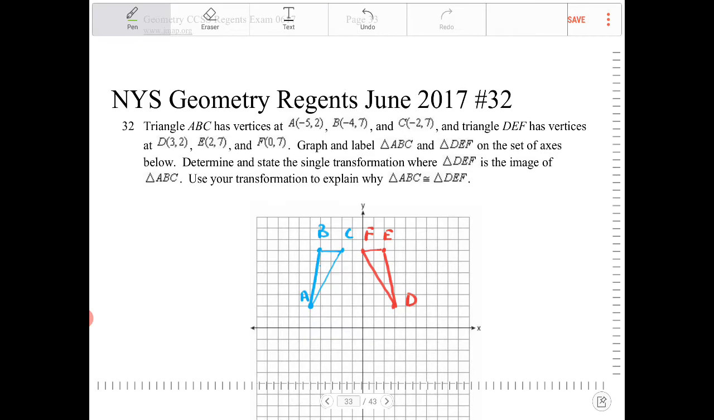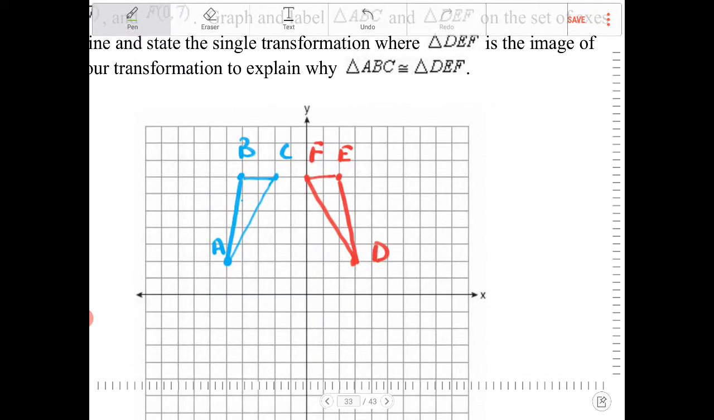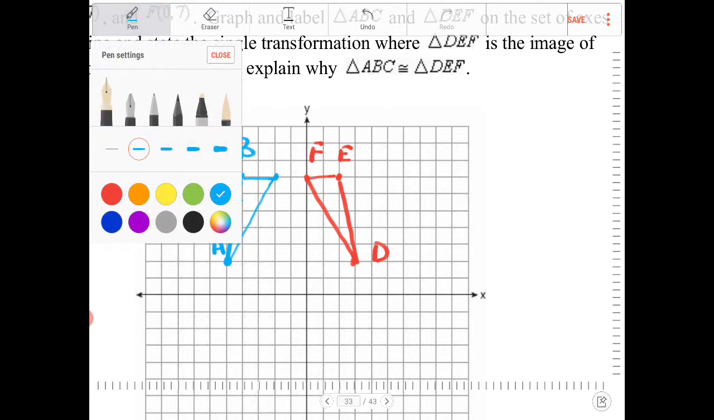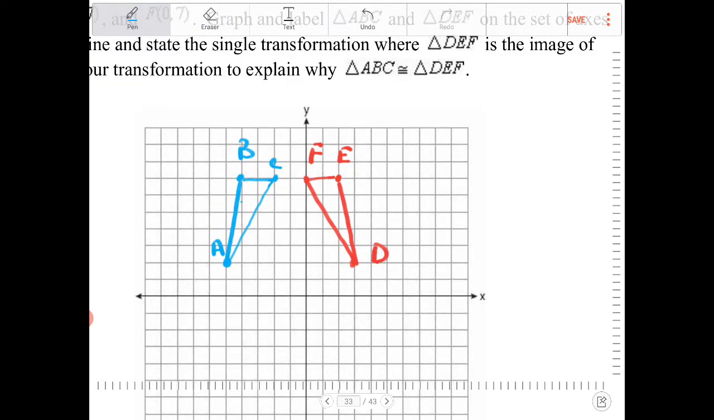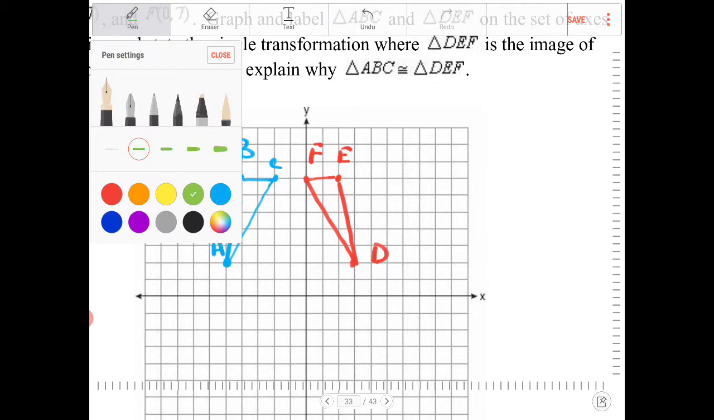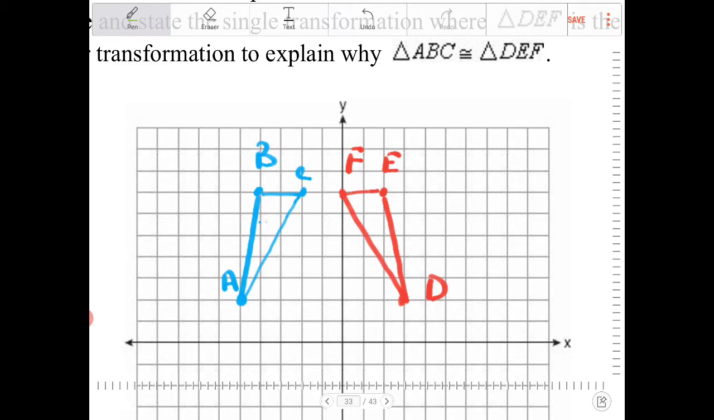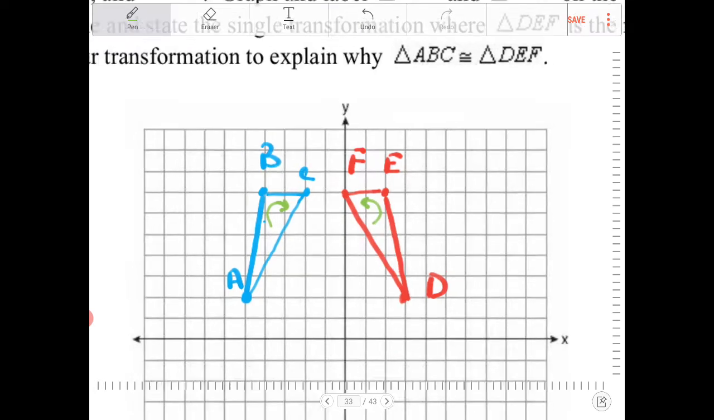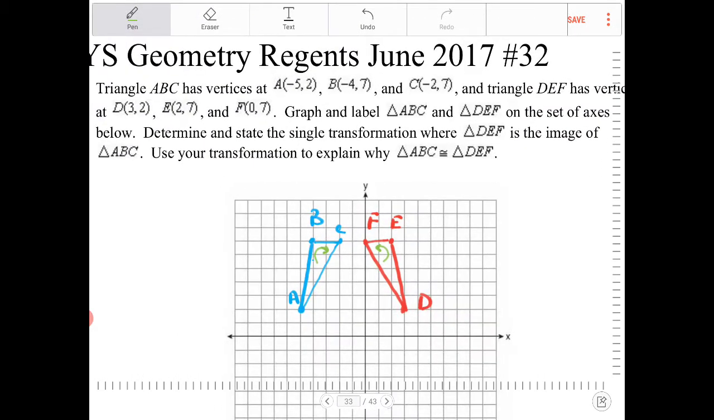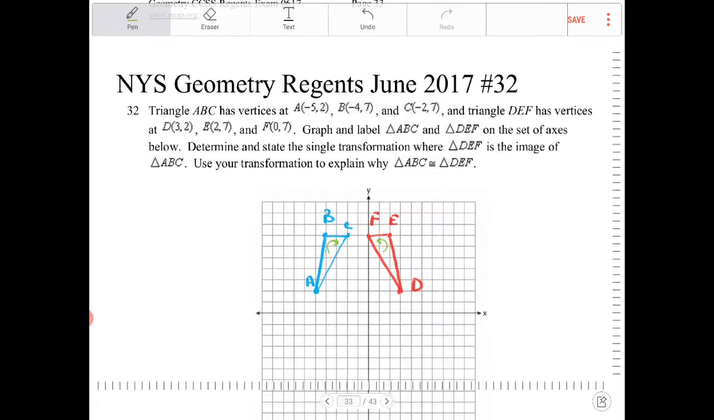So looking at this, I already have the two triangles drawn. I'm just going to relabel that. One thing I notice about these two triangles is ABC is drawn in a clockwise orientation, whereas DEF is drawn in a counterclockwise orientation. I didn't have any influence over that. It is just how the problem is stated, okay?